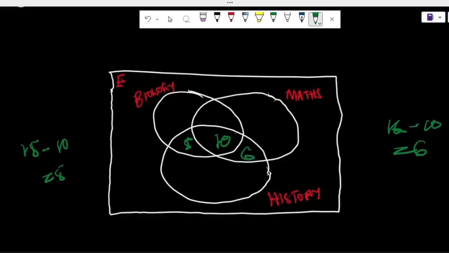So the total number of students or learners who collected both maths and history is actually 16. But out of those 16, we have 10 of them also collected biology. And so we have this kind of an illustration.